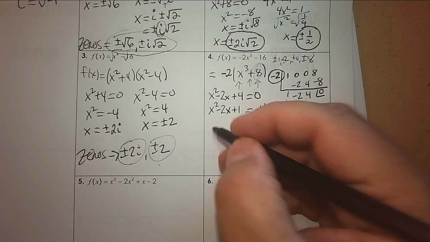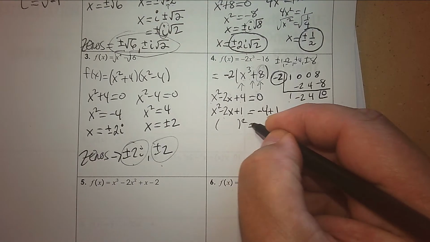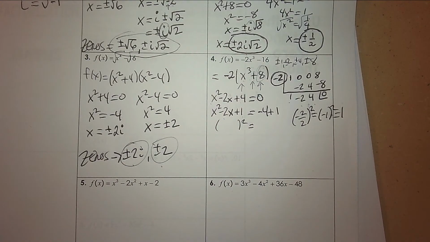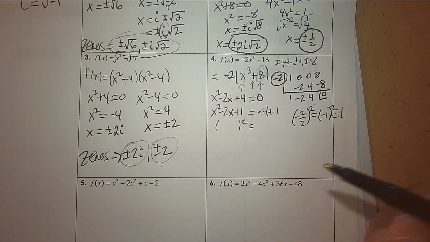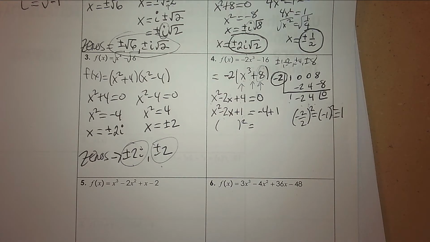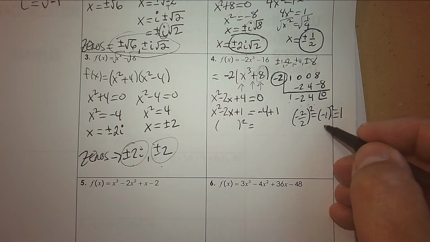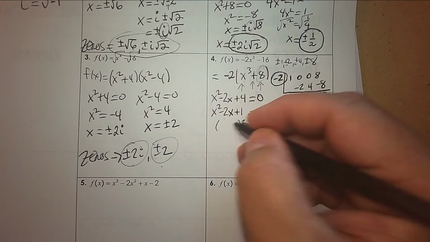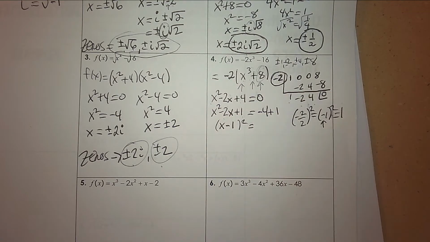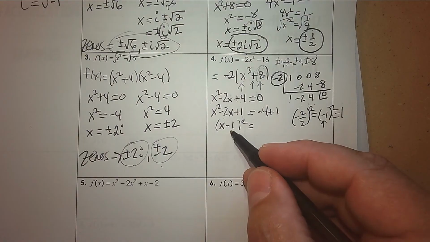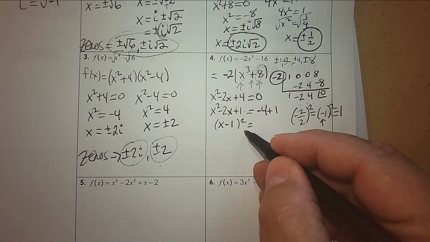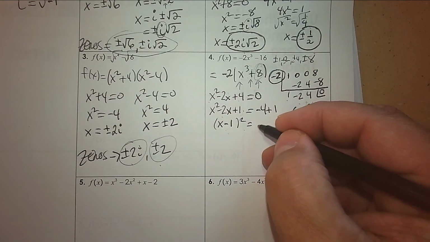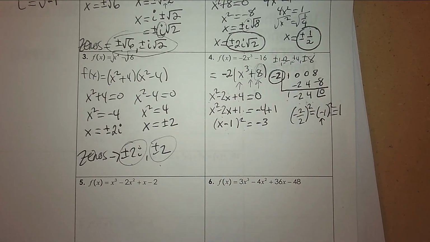Now, the left side is now a perfect square, meaning what number multiplies together to get 1 and adds to negative 2? It's negative 1 and negative 1. Do you see that inside the parentheses? That's the indicator. So negative 1 times negative 1 gives you positive 1 and adds to negative 2. But we don't write it twice, we write it squared. And on the other side, you have negative 4 plus 1.